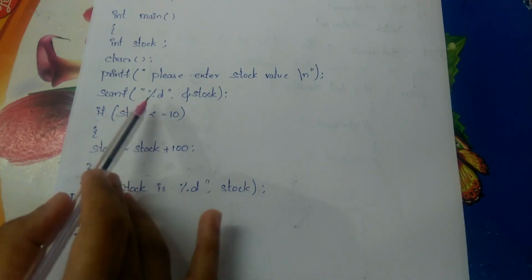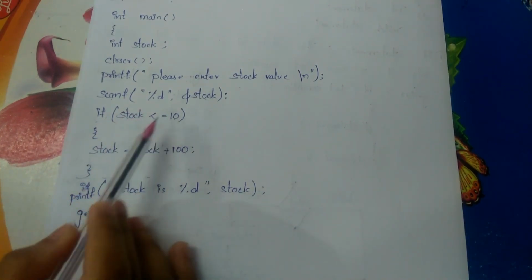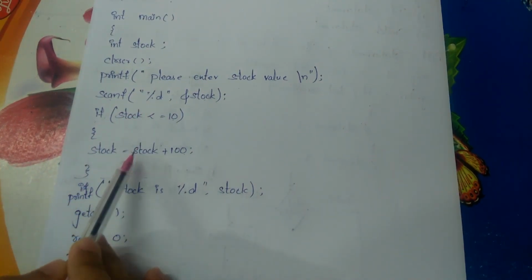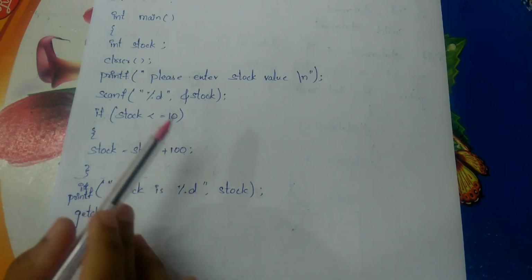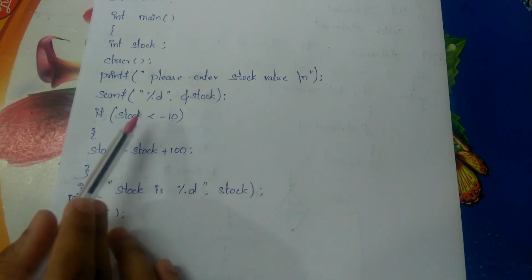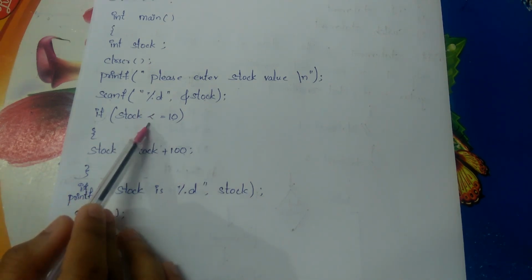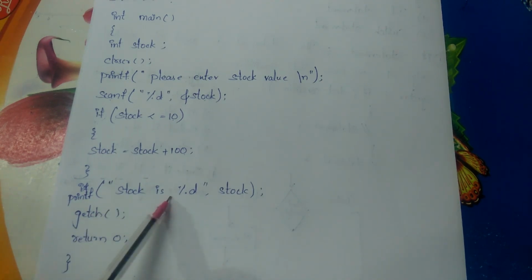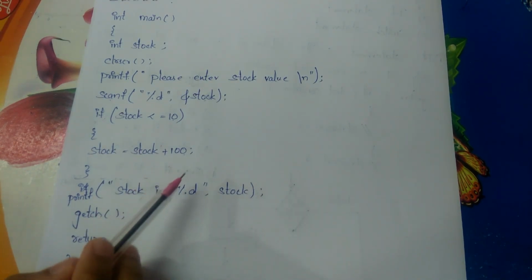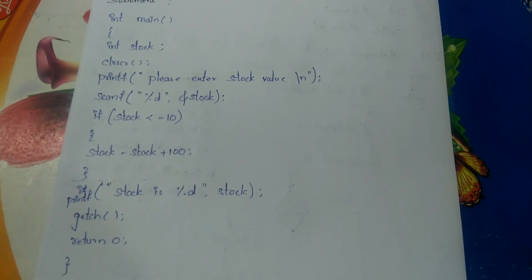So whenever I give a value which is less than 10, first statement 1 will be executed, and after that this statement will be executed. Whenever the if test condition is false, then it will directly execute statement 2. So this is about the simple if. Let's see the output for this program.